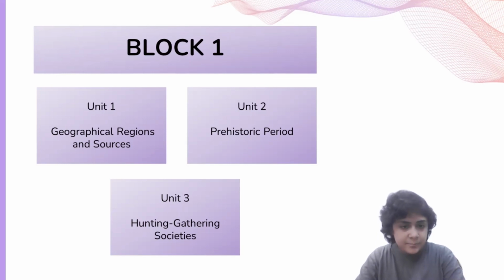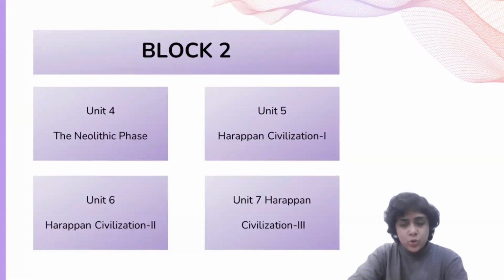historical developments. Within Block 2, Unit 4 invites us to explore the dawn of agriculture and domestication of animals. This transformative shift from Paleolithic lifestyle marked the gradual emergence of novel connections between humans, animals, and the land, representing a groundbreaking moment in history.